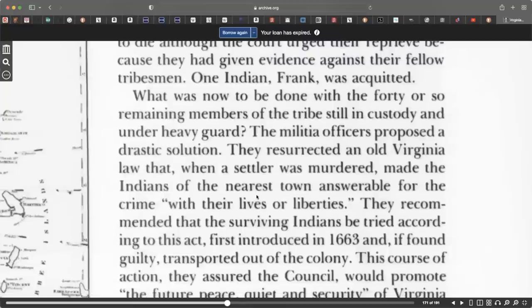Why are these people so threatened by the rest of the tribe? Why are they so threatened by these people? Remember, these are warriors. These are not treaty signing Indians. The militia officers proposed a drastic solution.